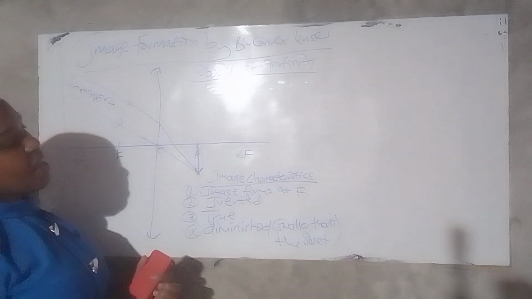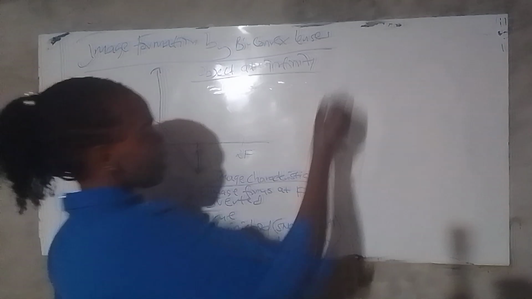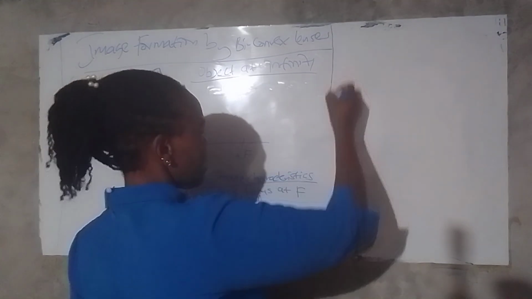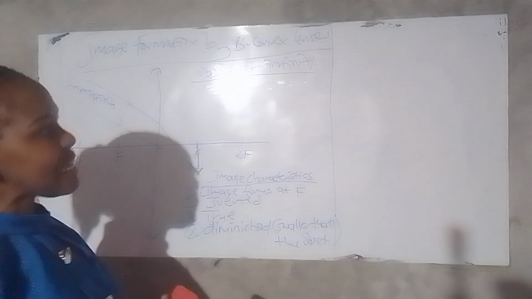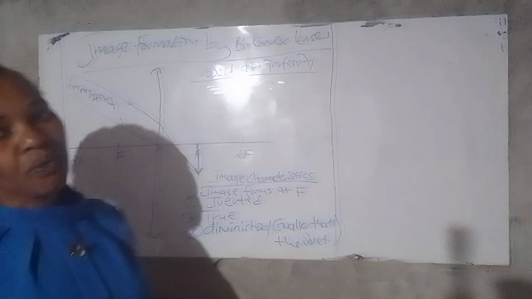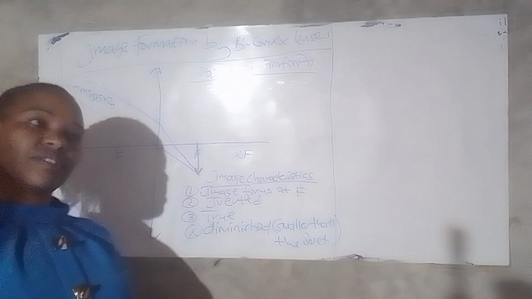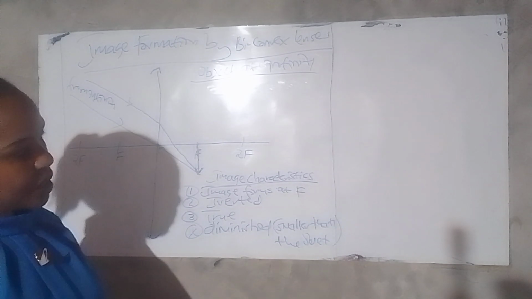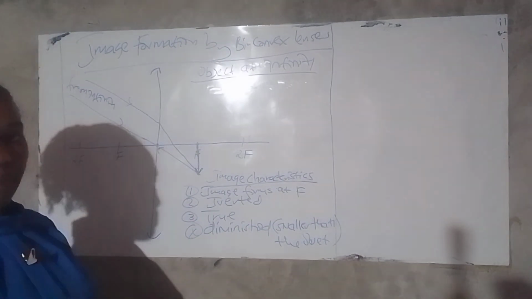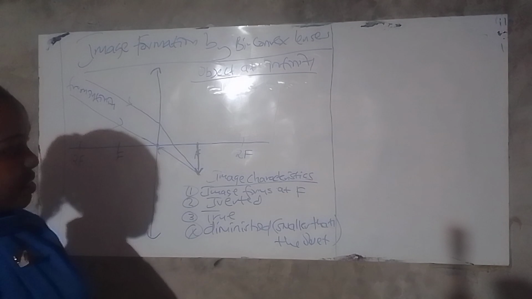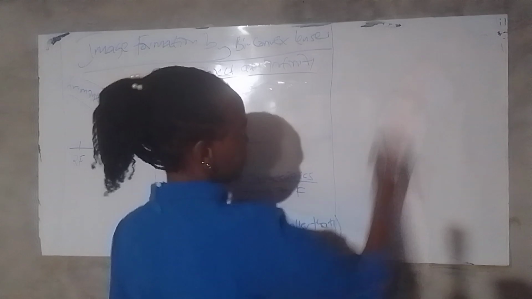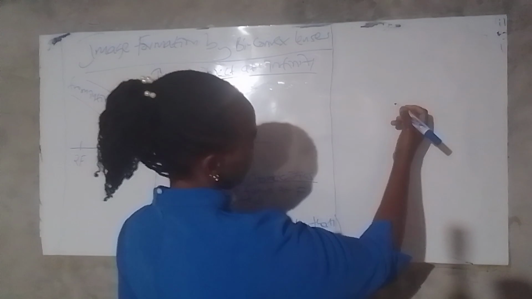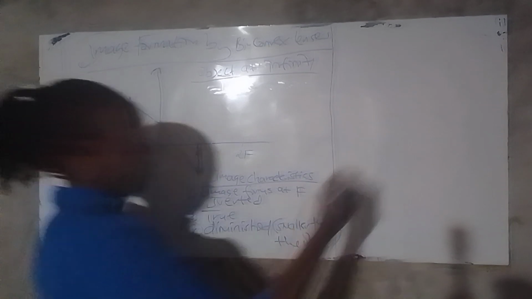Okay? Now, the other thing we're going to do, we are going to bring our object a bit closer. So we move it from infinity and we bring it behind the center of curvature. So I don't know whether this space is too small. I'll try to use it.